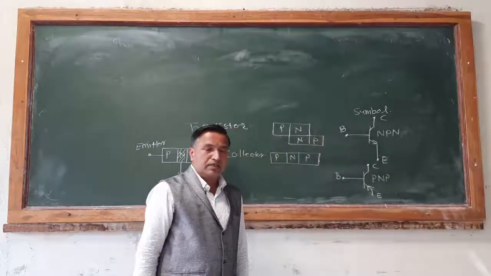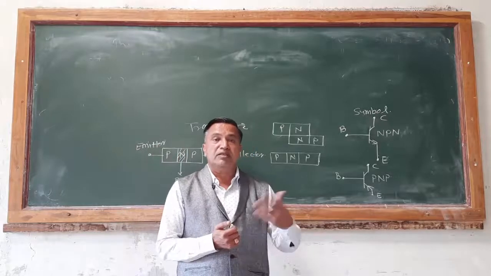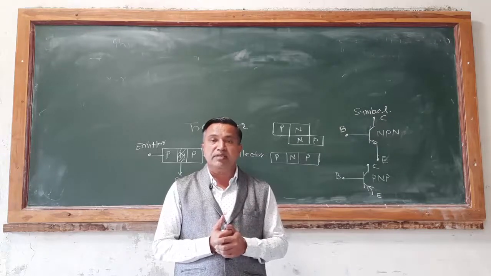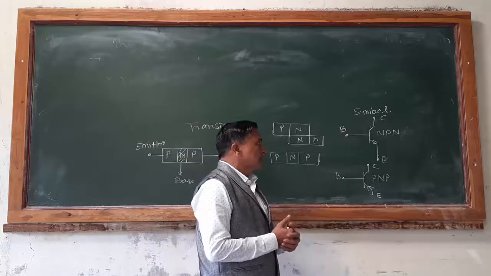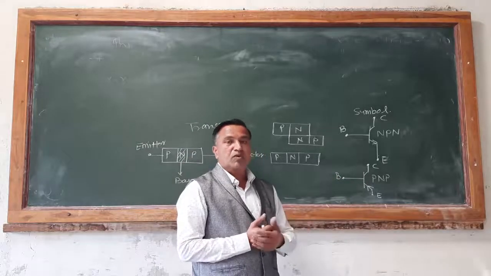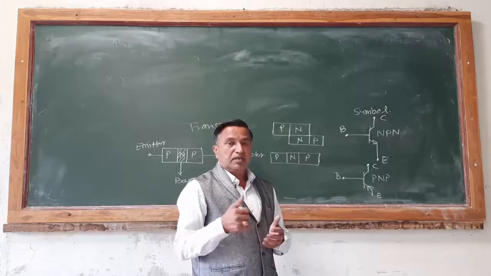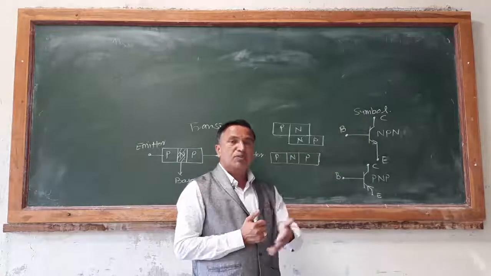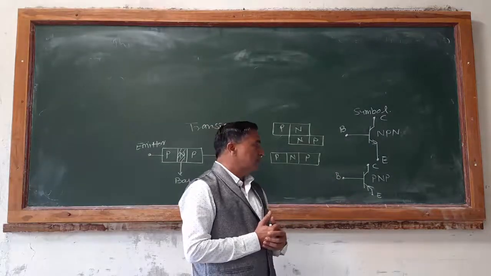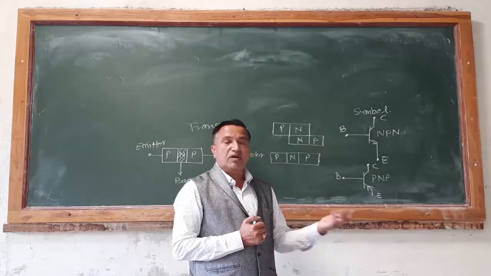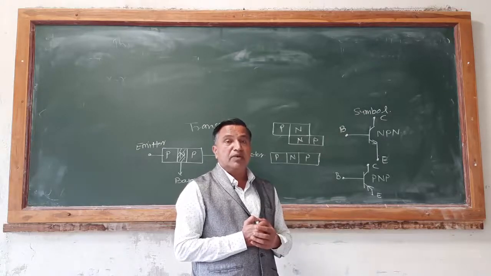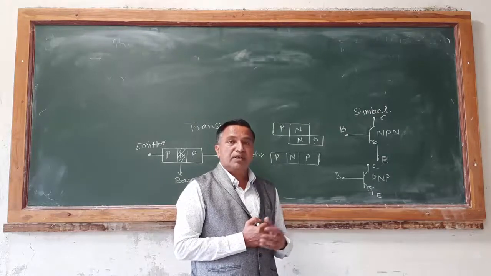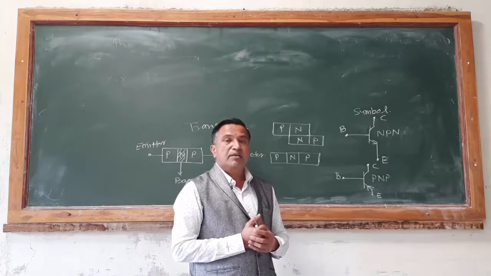Now the arrow indicates the direction of conventional current flow from the emitter of that transistor, in case of the NPN as well as the PNP transistor. In the NPN transistor, the conventional current flows in the outward direction from the emitter, as the emitter base junction becomes forward bias and the collector base junction becomes reverse bias. While in the PNP transistor, the arrow of the emitter goes in the inward direction, because it shows the conventional current flow when the emitter base junction is forward bias and the collector base junction is reverse bias.